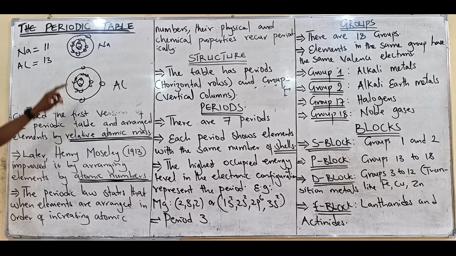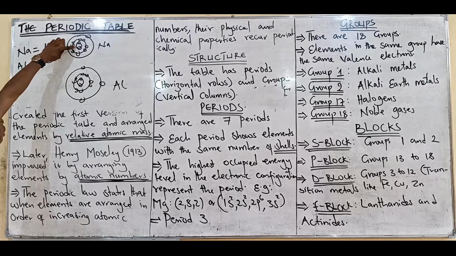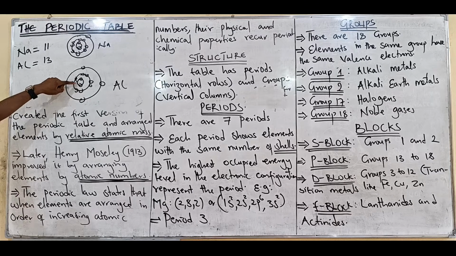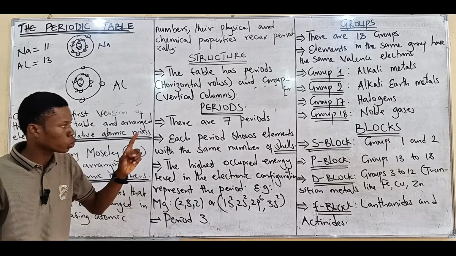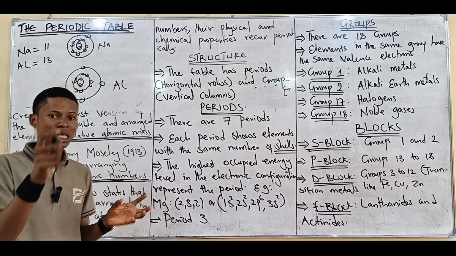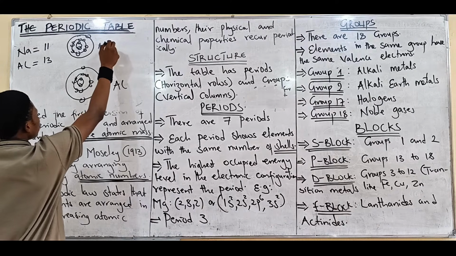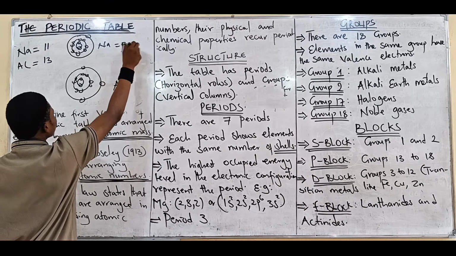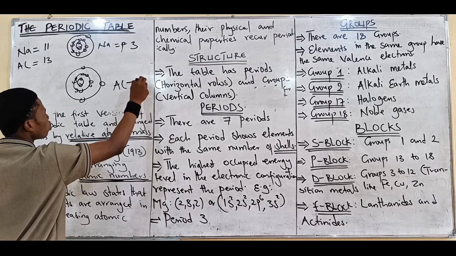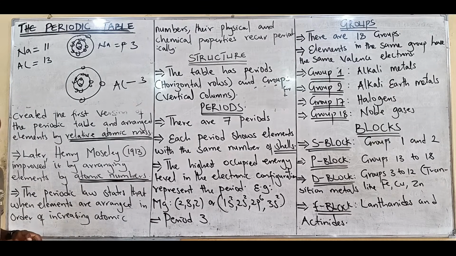If you count the number of shells, how many shells do we have here? This is 1, 2, 3. So sodium has 3 shells. If you look at aluminum, aluminum has 1, 2, 3. It means aluminum has 3 shells also. Now, since they have the same number of shells, you have to place them in the same period. So what determines elements you place in the same period is the number of what? Shells. So since this one has 3 shells, this should be in period what? Period 3. This one should also be in period 3 because they have 3 shells.